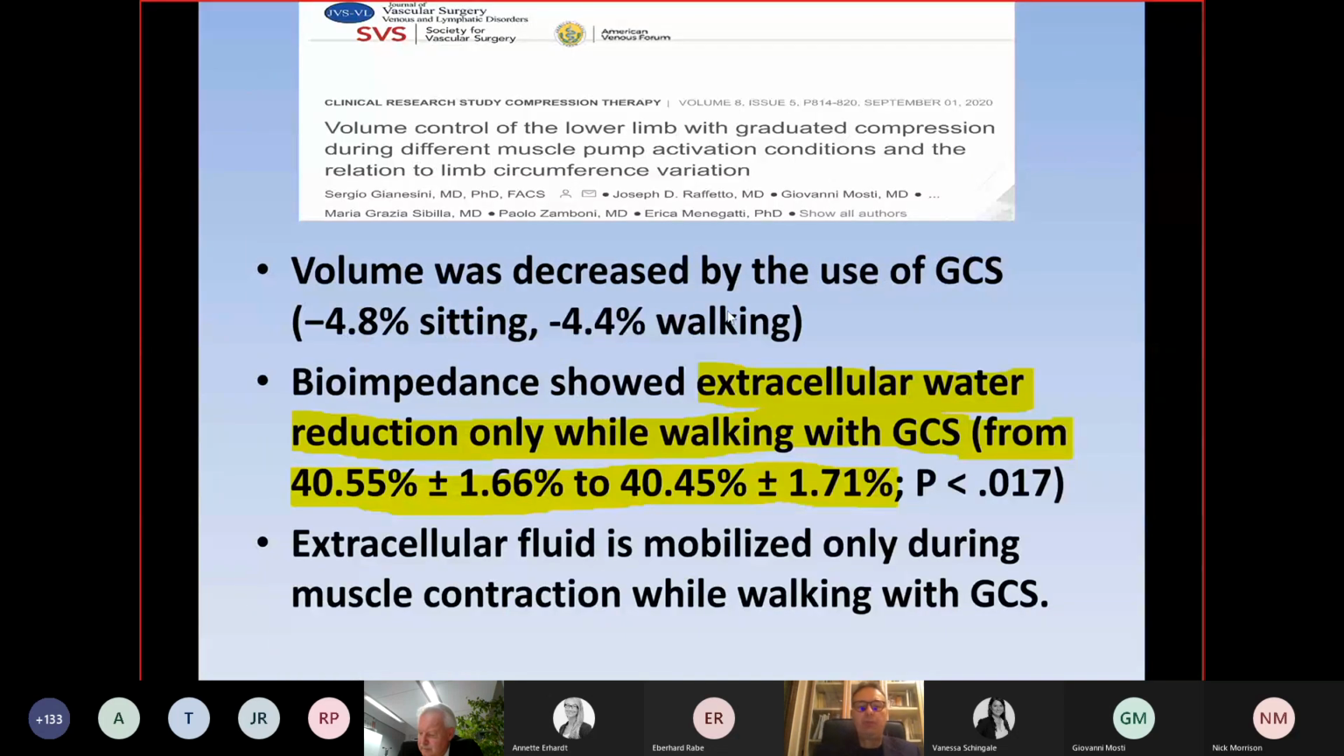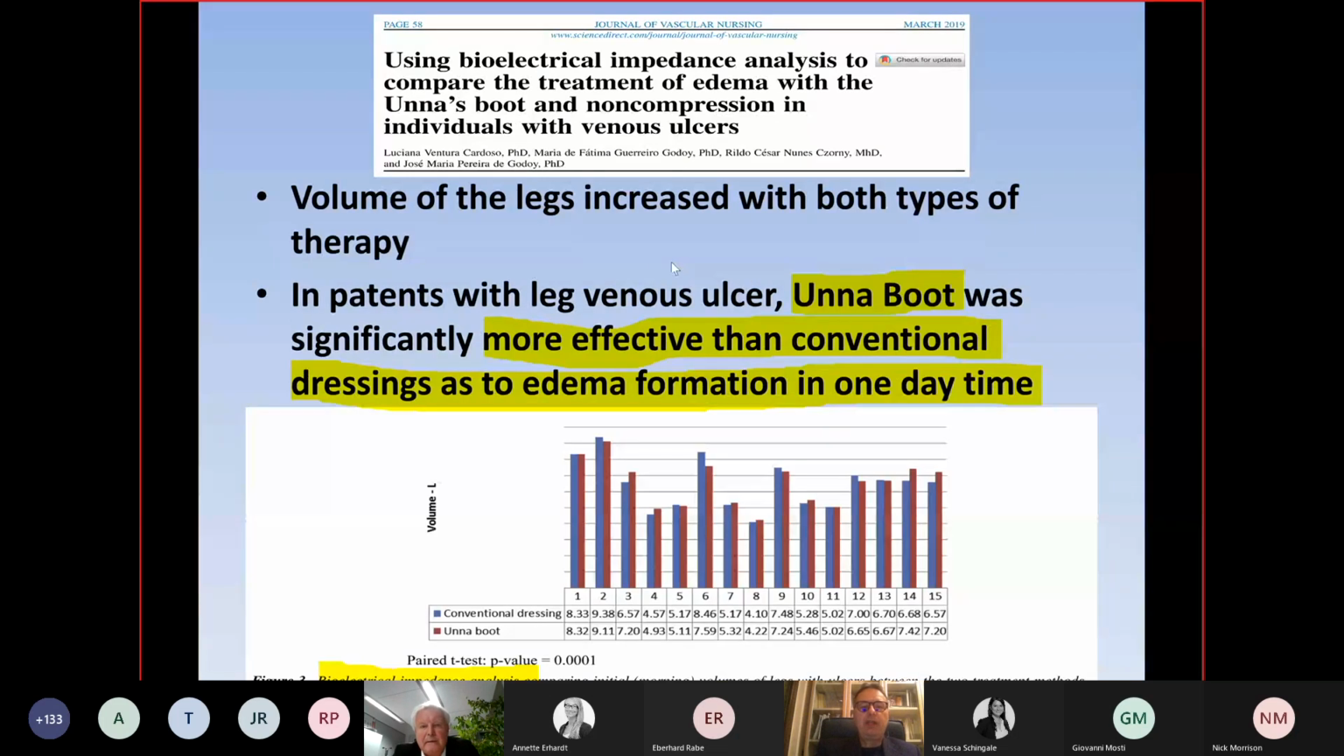This is another article from the group of Gianesini, where they demonstrated with bioimpedance, another kind of bioimpedance device. They investigated the extracellular water, and they showed that the improvement of the extracellular water with graduated compression stockings happens only when walking with stockings and not in a static position. This is another study where they investigated bioimpedance analysis parameters with Unna boot versus conventional dressings.